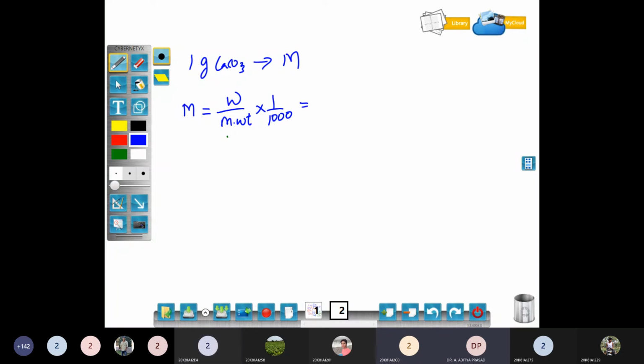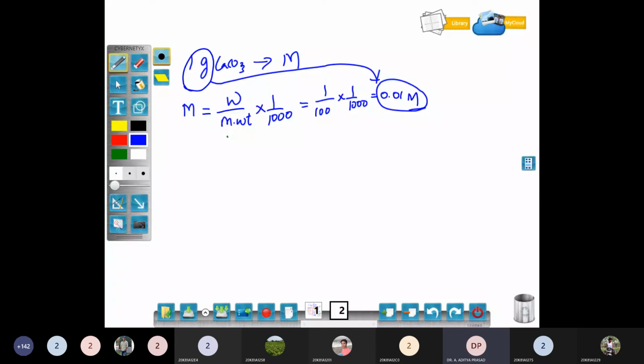The molecular weight is 100. So the weight is 1 gram, the molecular weight is 100, into 1 by 1000. If you do that, you get 0.01 molarity. Yes or no? Here we are converting 1 gram into 0.01 molarity.